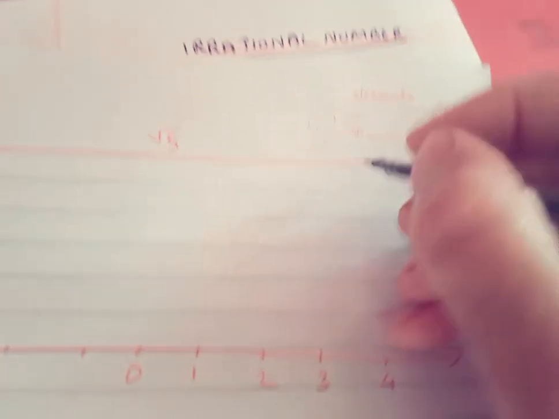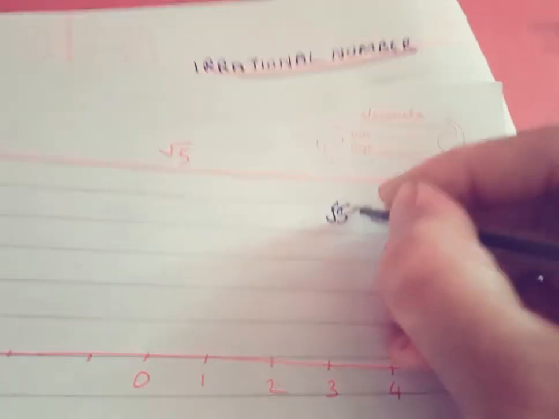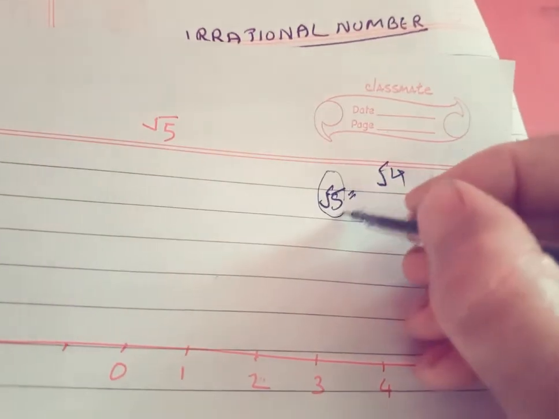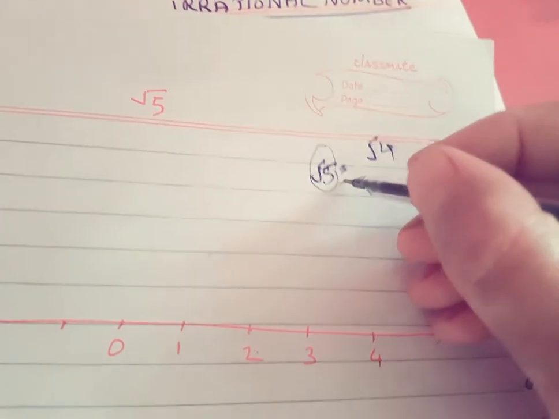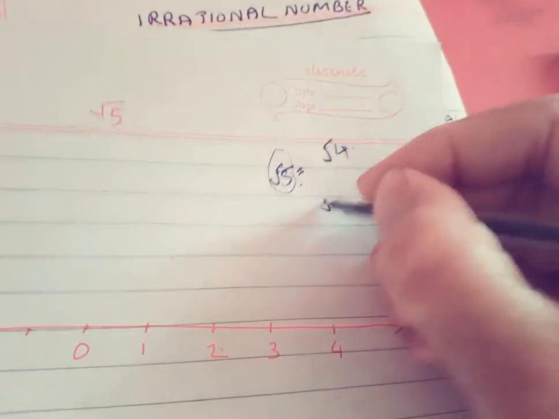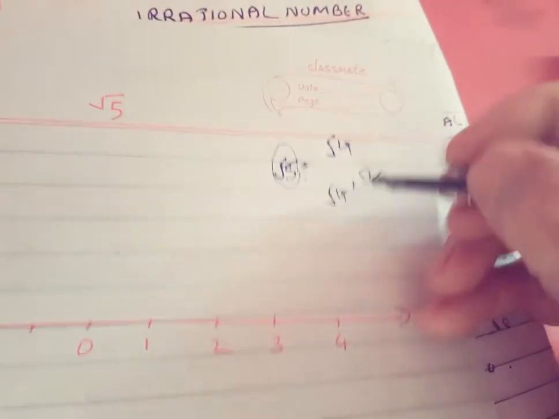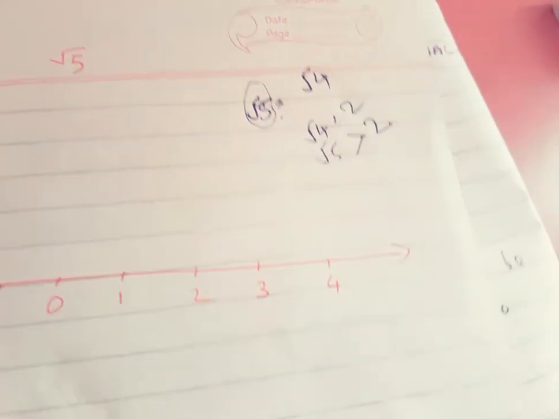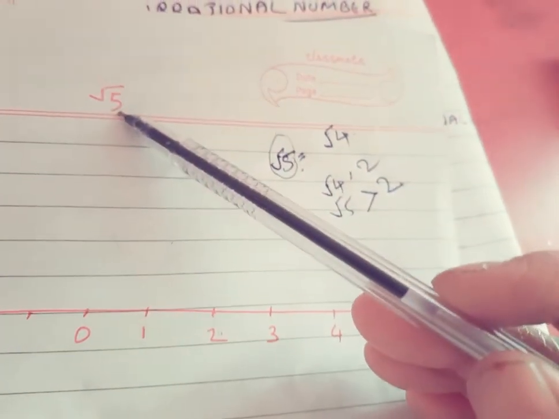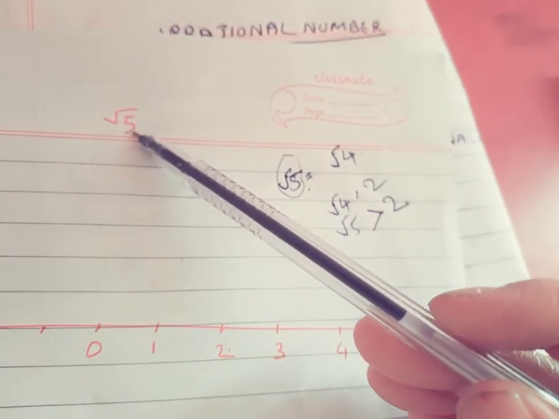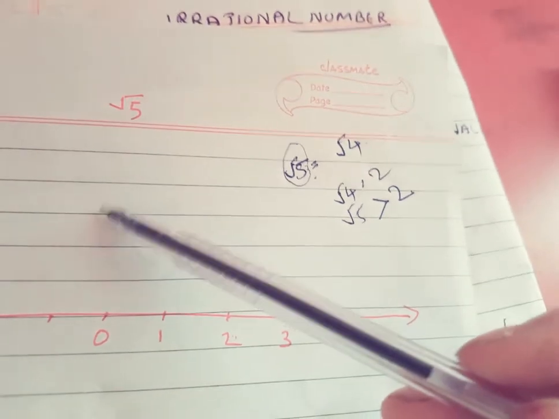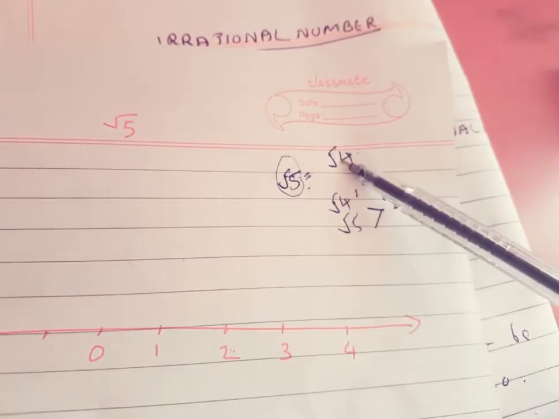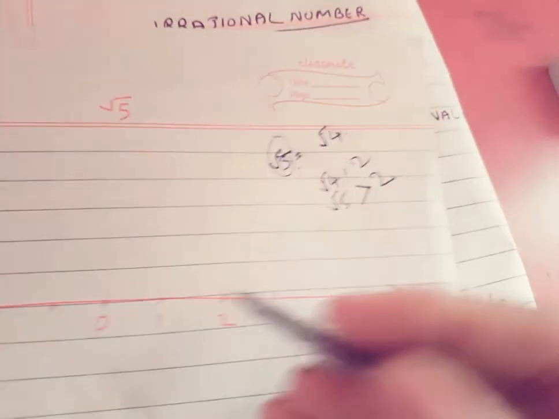We know root 5. Before root 5 what comes? Root 4. So the value of root 5 will be more than root 4. More than root 4 means, we know root 4 is 2, so root 5 will be a value greater than 2. So whichever number it is given to plot on the number line, just check the perfect square below it. For 5, the perfect square is 4. Then take the square root of that perfect square, that we know is 2.